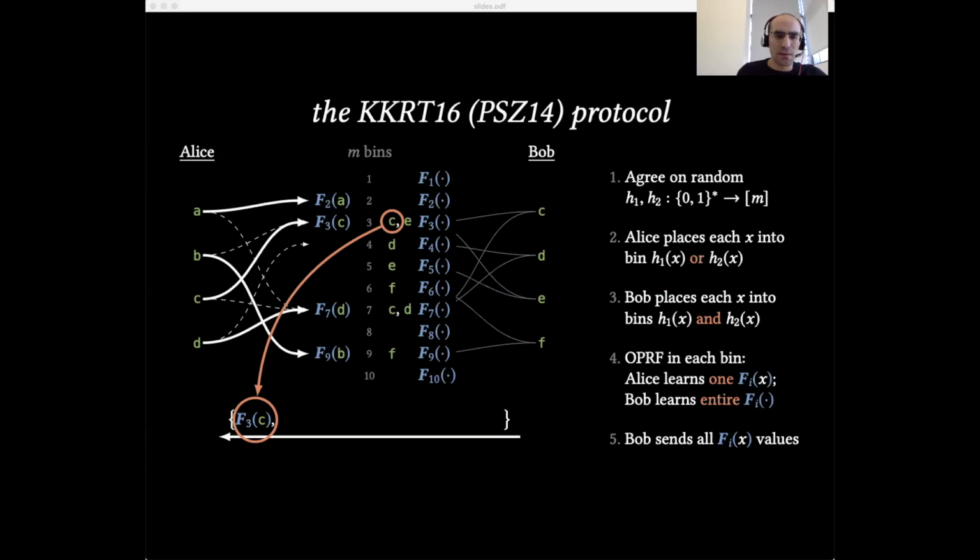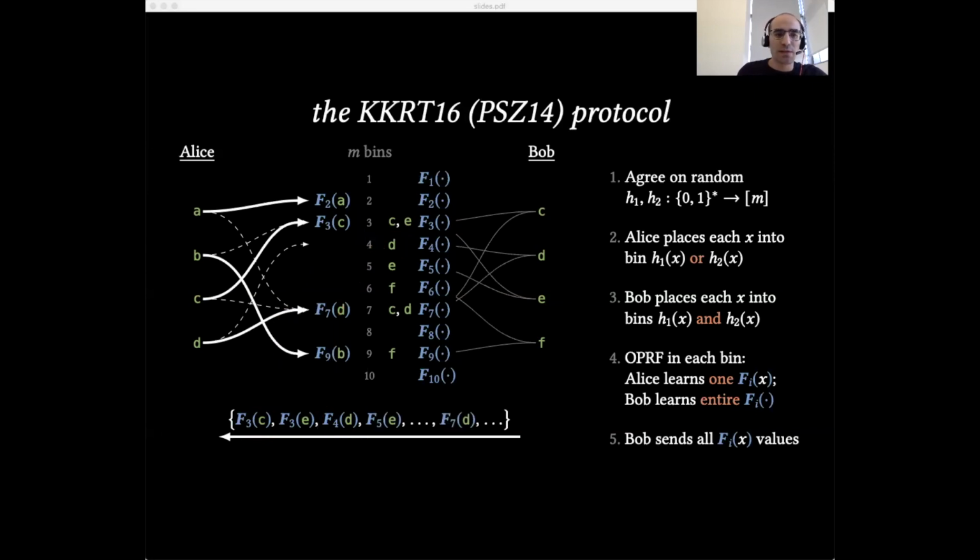But let's look at the message that Bob sends to Alice from top to bottom. So for bin number 3, Bob would send the evaluation of F3 on C, and also the evaluation of F3 on E, because both C and E are mapped to bin number 3. For bin number 4, he will send only F4 on D, and so on.